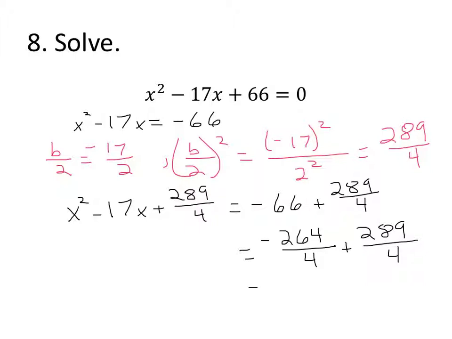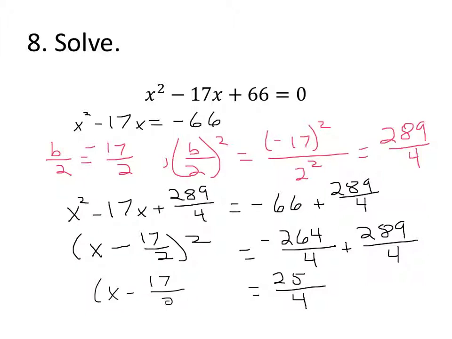It's going to be a positive difference because 289 is positive and it's a larger number. Okay, on the left we can immediately rewrite this as x minus b over 2 squared, because that's what we do with a perfect square. And now we can apply the square root property to both sides.